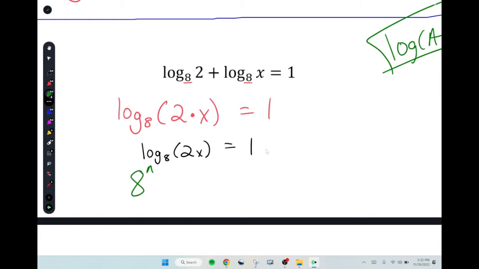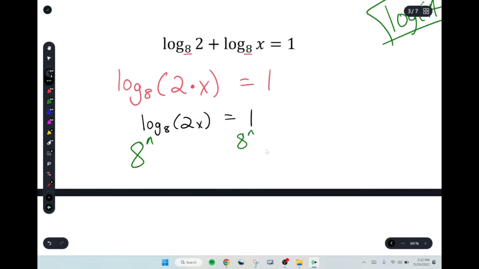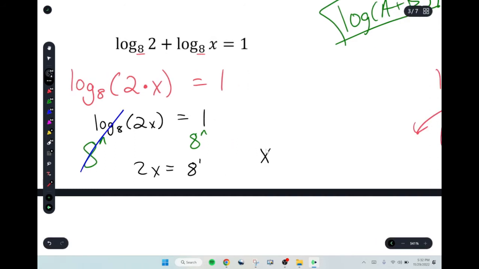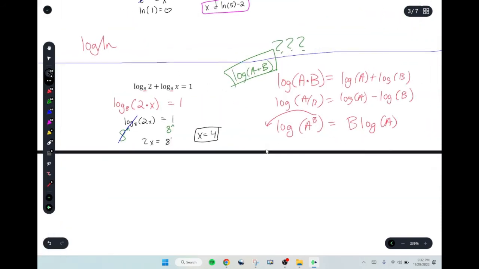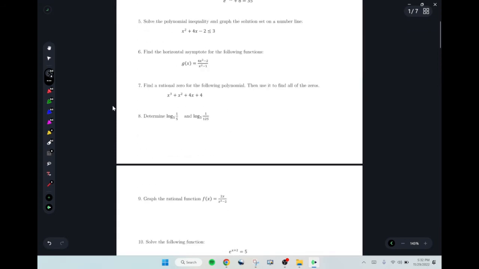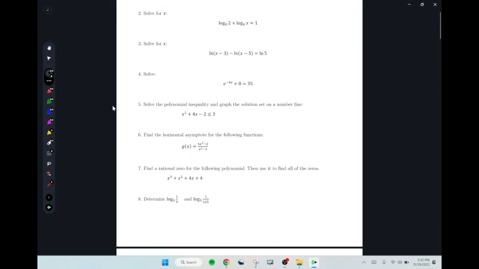But what you do to one side, you have to do to the other side. So make the base. 2x equals 8 to the first power, which is just 8. Which means that x better be 4. Cool? Okay, let's keep going. Getting some good reviewing.